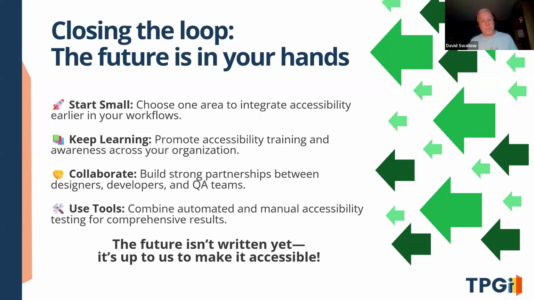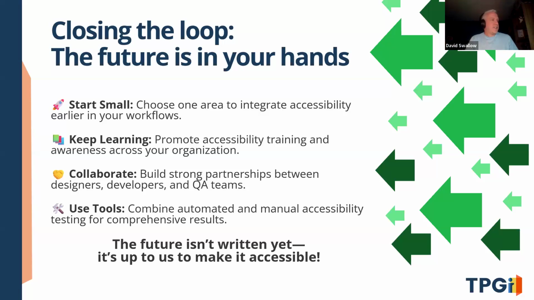Use tools. So use a combination of automated tools and manual testing to ensure comprehensive accessibility checks. Automated tools can quickly identify common technical issues, while manual testing helps uncover more complex accessibility barriers. And of course, testing with people with disabilities will provide invaluable insights and help identify real-world accessibility bugs that tools or simulations might miss.